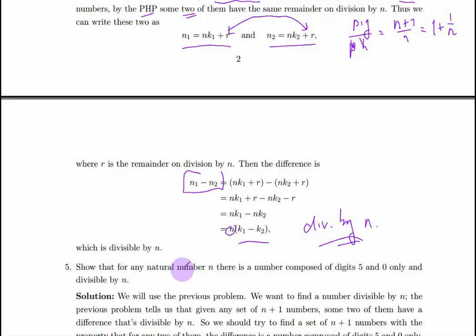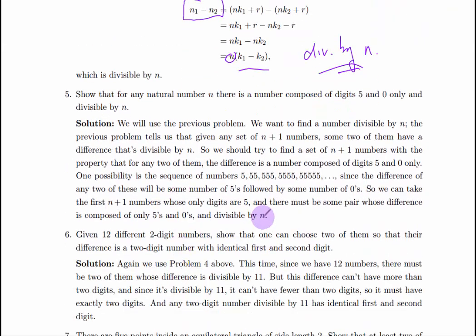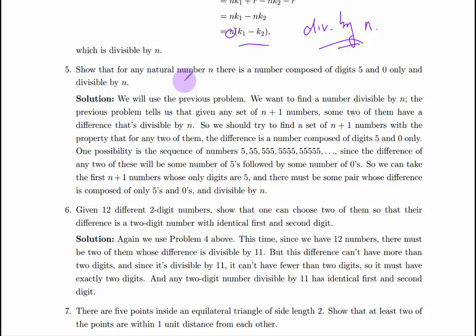Now sometimes they get fancy with this. You have to think a little bit to find the pigeonholes. Look at this one here. Show that for any natural number n, there's a number composed of digits 5 and 0 only and divisible by n.